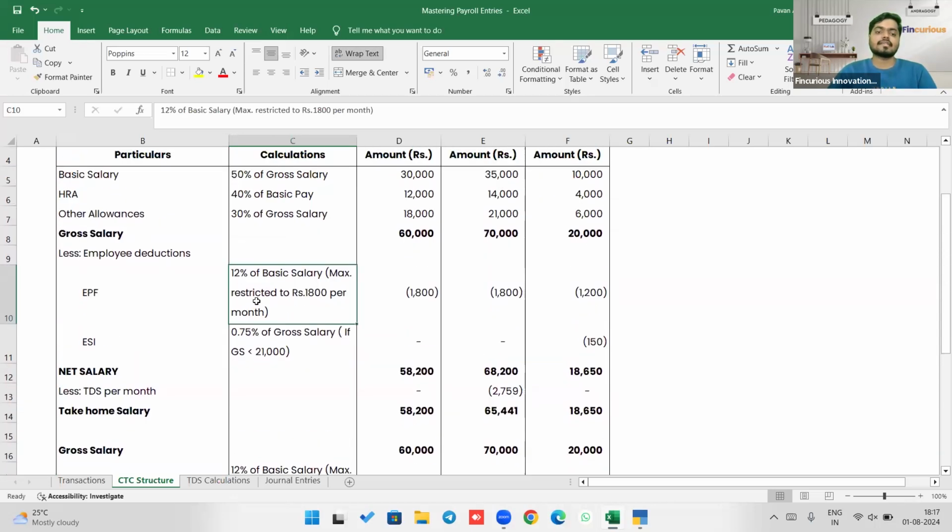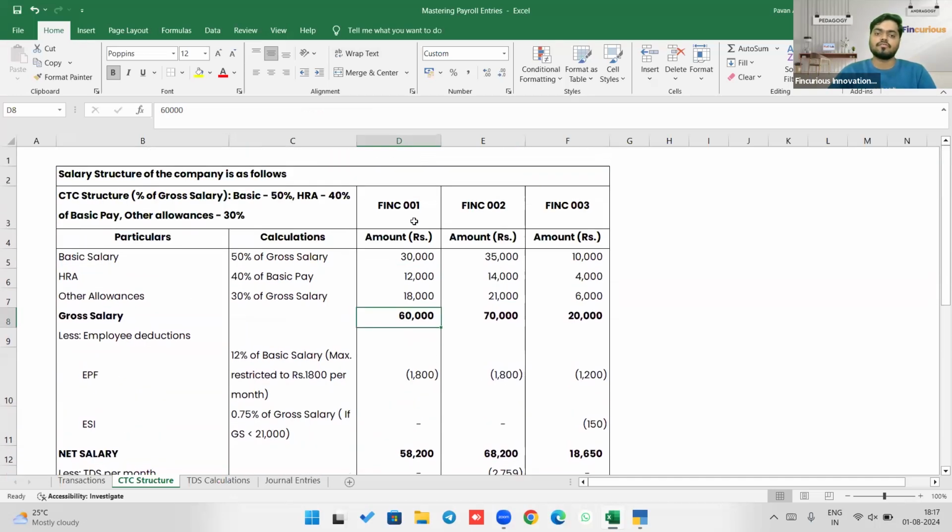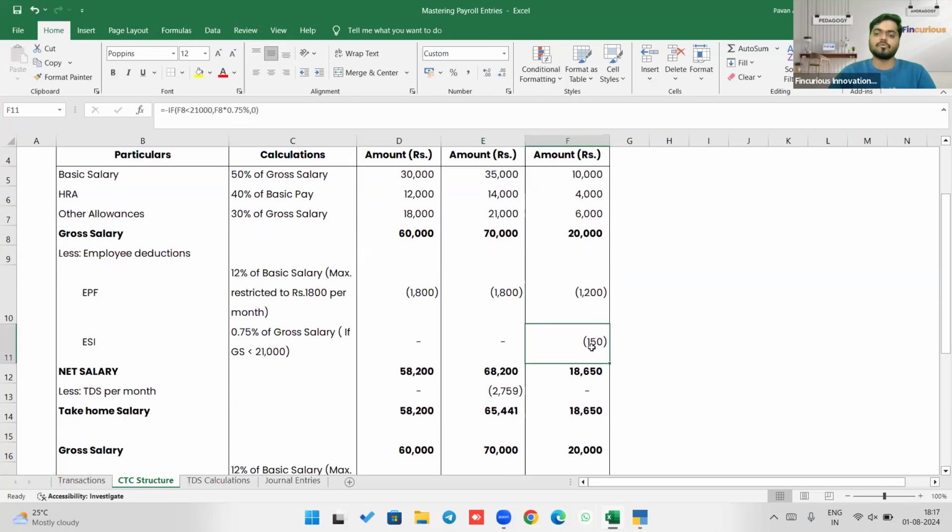Okay, but there is another condition. This ESI is charged only if the gross salary is less than 21,000. If the gross salary is more than 21,000, ESI is not applicable. So you can see here the amount 60,000 is more than 21,000. That is why ESI is not applicable for the first employee and second employee. Only for Maunish Bhattar, the third employee, it is applicable.